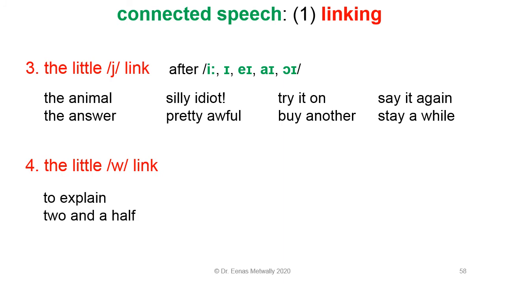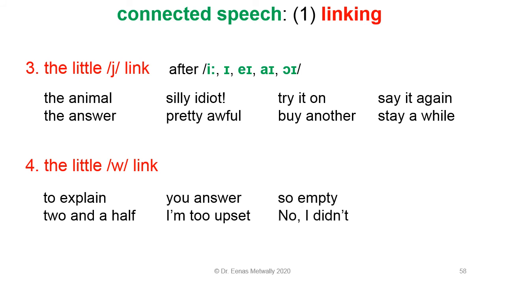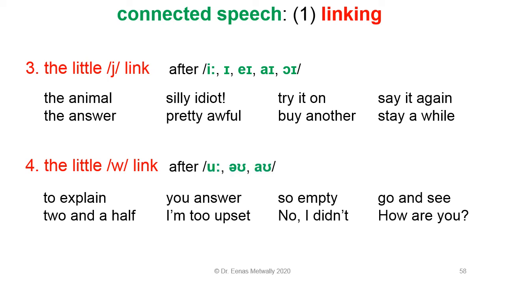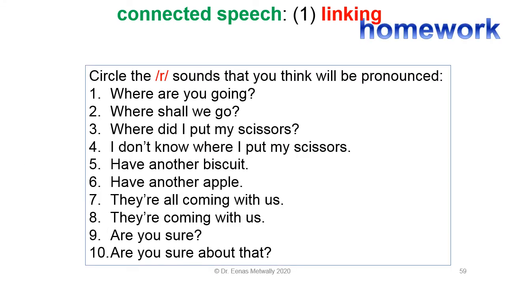To explain, two or five, you answer, I'm too upset. It's like you're inserting a little w between the words. So empty, no I didn't, go and see, how are you? And the little w link comes when the first word ends with oo, o, or ow, and is followed by a word that begins with a vowel sound.